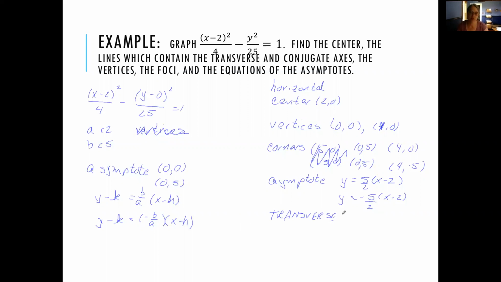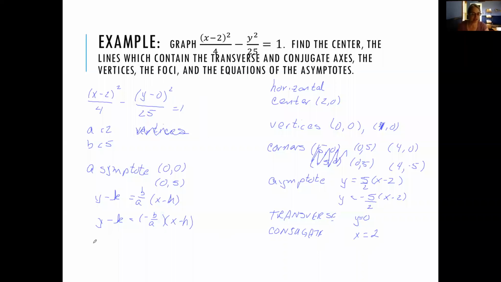In this case, that's going to be a horizontal line, so that means y equals the y coordinate of the center, which is 0. And the conjugate axis is going to be a vertical line through the center, so x equals 2. Now, to graph this, you would graph your vertices, maybe a couple of other points, and then sketch your curve in along towards your asymptotes.